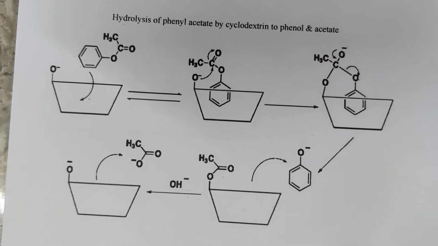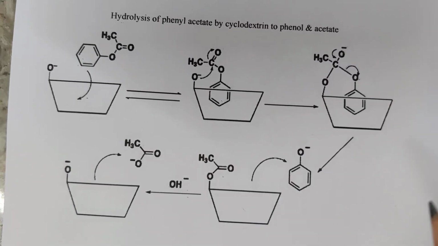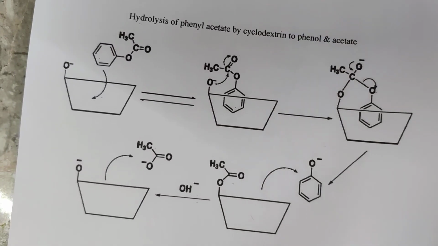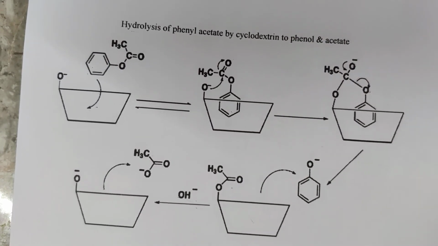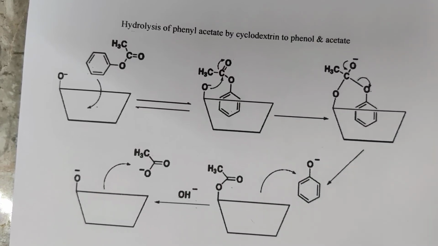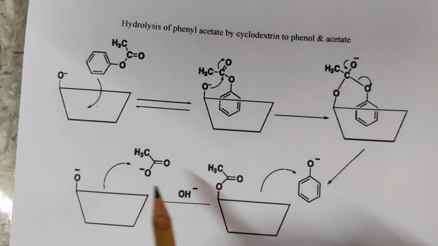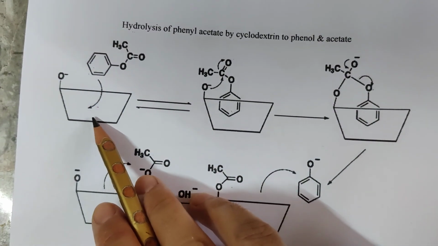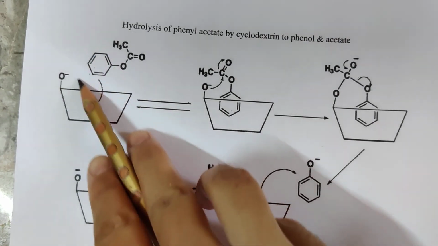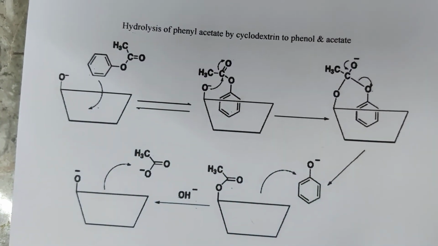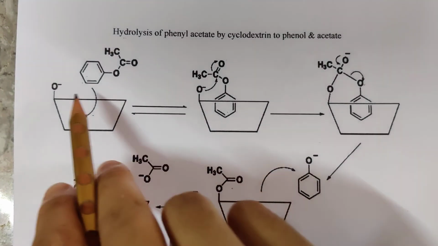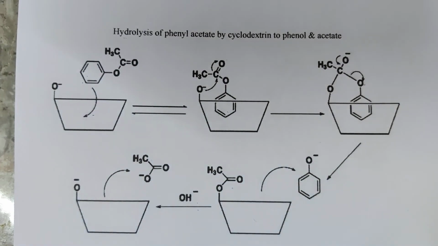So this way cyclodextrin, different cyclodextrins, could be used to catalyze various reactions with very high specificity. Like enzymes are very specific, so this is also very specific. If this benzene had any other kind of substituents present on it, which could have made this benzene group into a hydrophilic group, then this reaction would not have taken place in that case. So it is very specific for such kind of reagent. Only phenyl acetate will undergo this reaction.